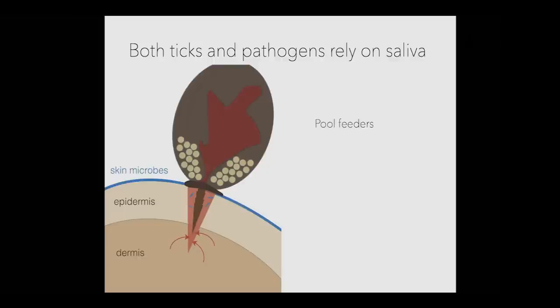So if we think about this, a lot of different things have to happen for this to work out okay for the tick. Number one, when they break into your bite site, it's possible that some of the microbes on your skin could infect the bite site. And so that could cause rashing or swelling, just like anytime you have a cut and it gets infected. So it has a lot of antibacterials in its own saliva that somehow Borrelia is able to evade, but these antibacterials help to keep that bite site clean.